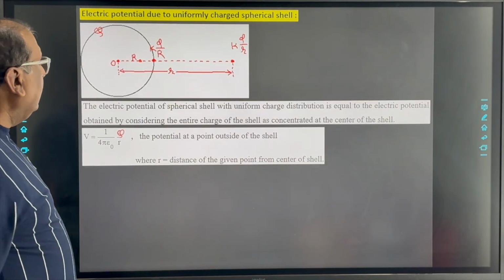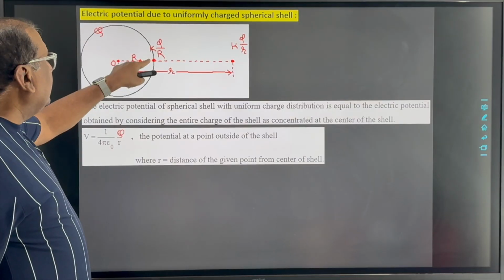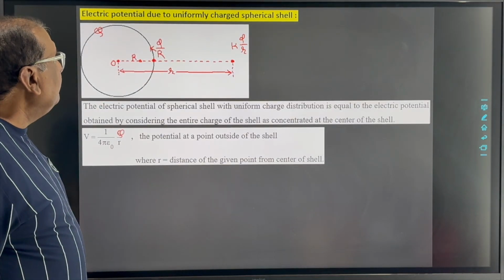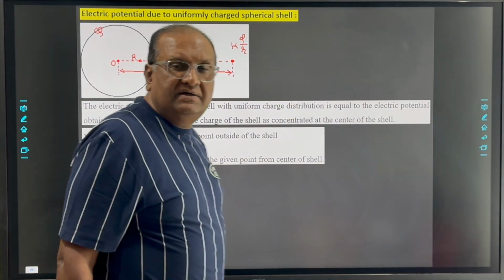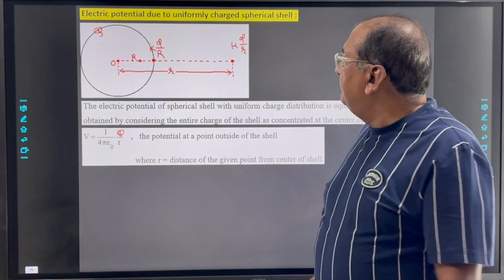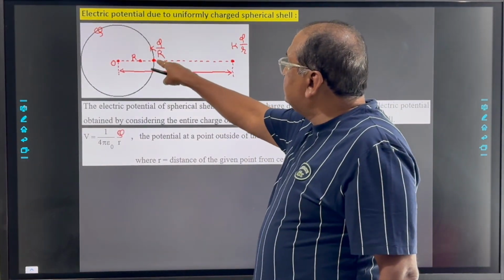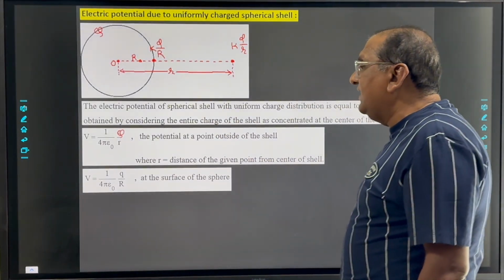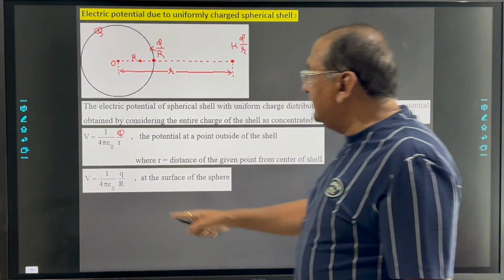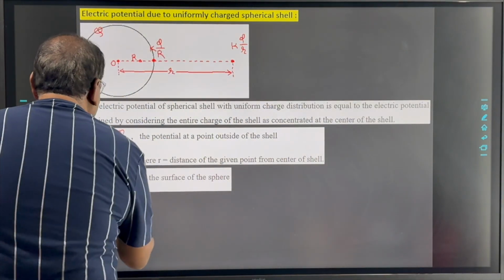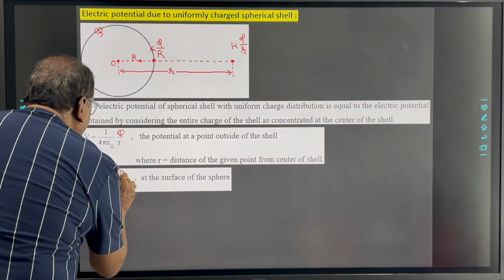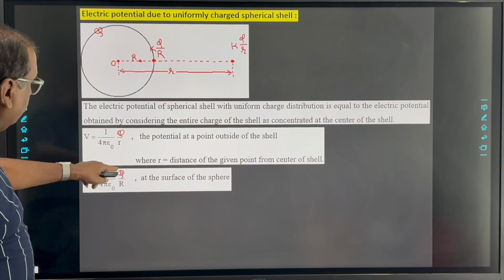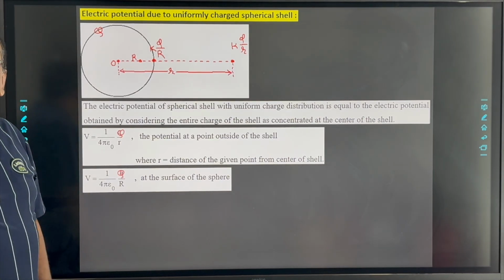Clear? Now suppose we consider a point at the surface of the shell. Then at the surface of the shell, the distance from the center is capital R. So we can write the potential at the surface as 1 upon 4 pi epsilon 0 Q by R.